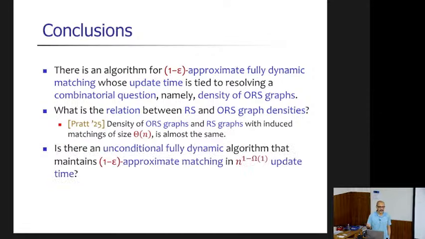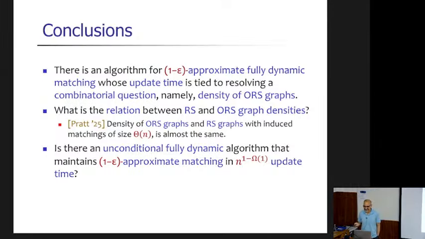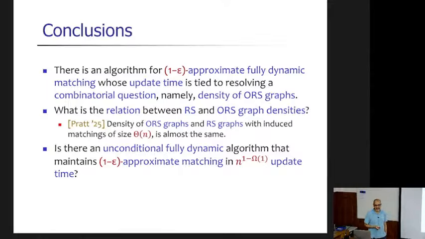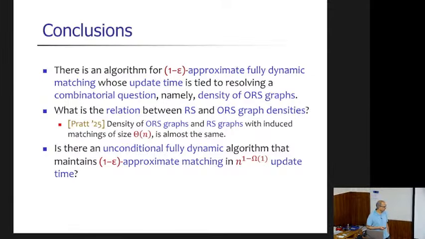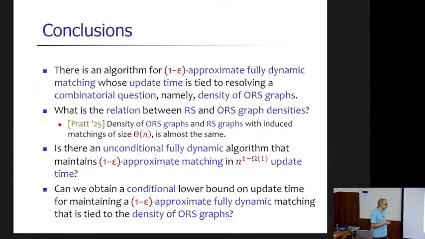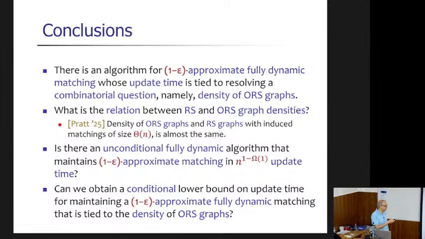Okay, so the question I started with is still on the table. This is a conditional dream result, but is there an unconditional fully dynamic 1 minus epsilon approximate matching algorithm which achieves an update time of n to the 1 minus omega 1? Or conversely, can we show some conditional lower bound on the update time which says that the update time needed to maintain a 1 minus epsilon approximate matching really is tied to ORS or RS graph density? Okay? There is no escaping this connection.